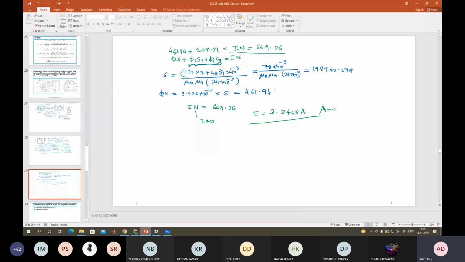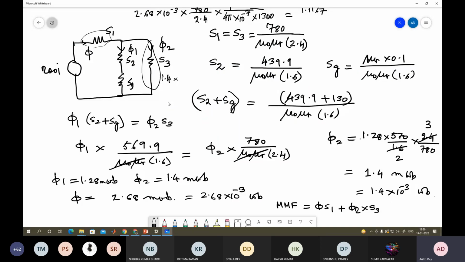So the thing, sir, is like this: if you solve this, you will get the drop across here. And for the phi 2, this part, this is actually phi 2, we know 1.4 into that S3. Same value you should put. Okay, so in that way, it is possible for you to solve the total MMF required. So once you calculate this total MMF, if this is MMF1 and if this is MMF2, so total MMF is equal to MMF1 plus MMF2, and that you should now divide by 200, which will give you the magnetizing current. So this is the approach.